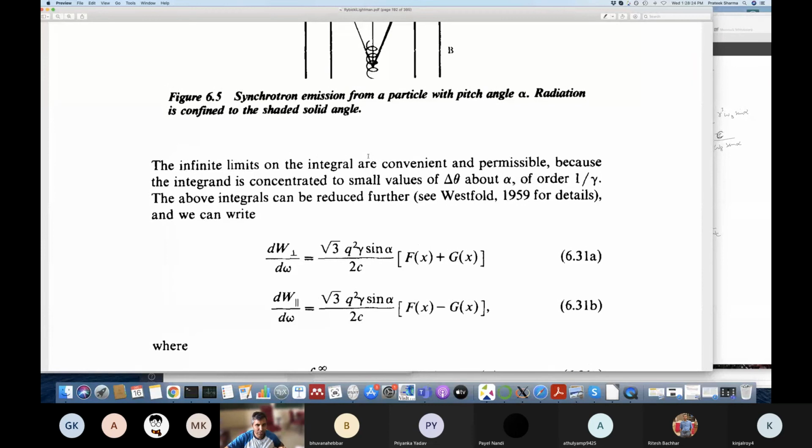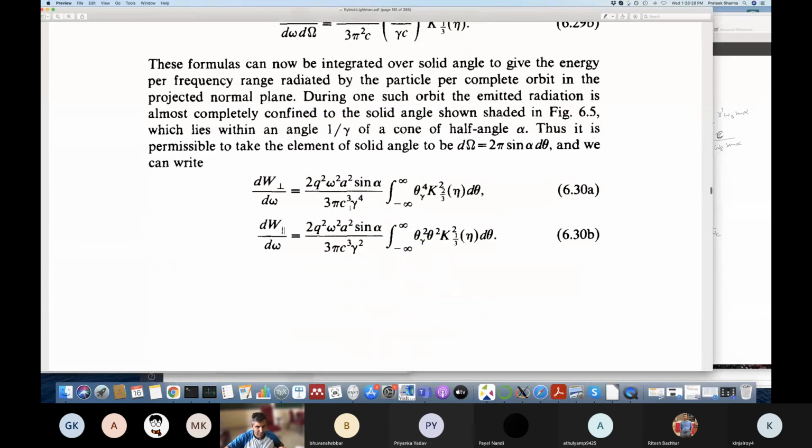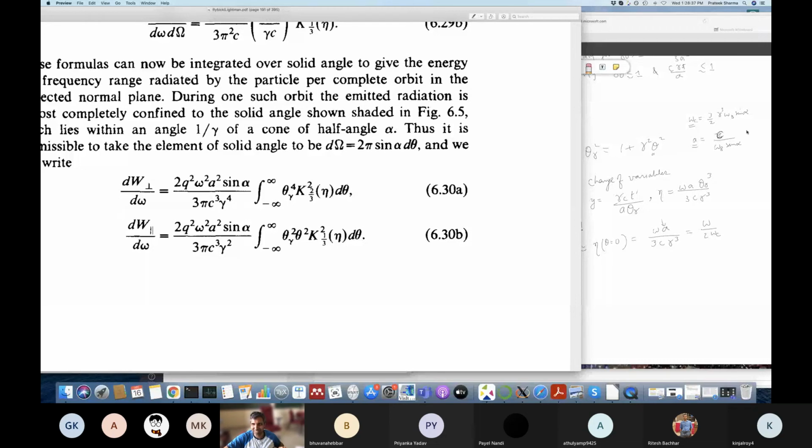I wonder where this factor. So there's a gamma to the 4 here. You substitute for a, right? We know that a. I was wondering where do all these things disappear. So this is a. A equals c by omega_B sine alpha. So a is that.